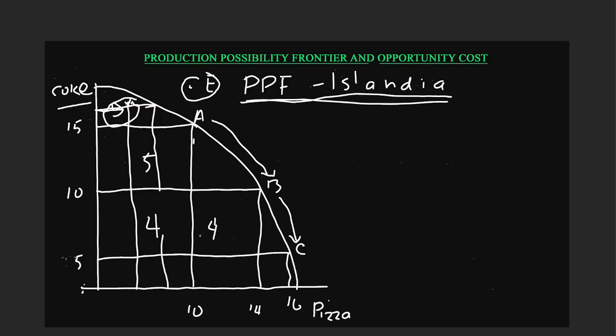Okay. And what is the number of pizza they get in return? Pizza is increased from 12 to 14, they get 2. All right. So how do we calculate the opportunity cost? Now let's call the opportunity cost, let's shorten it to be OP.